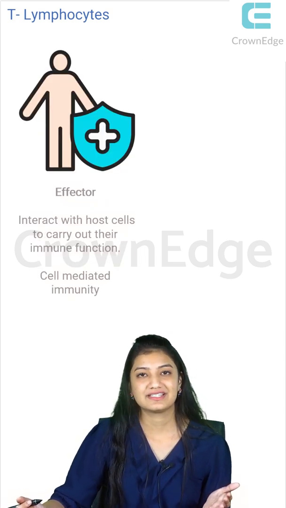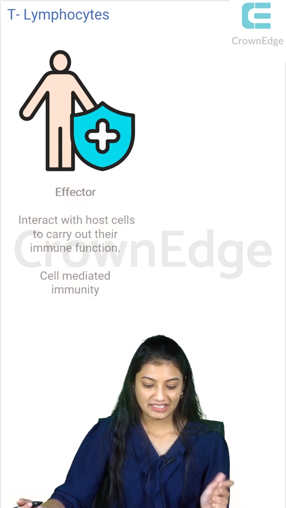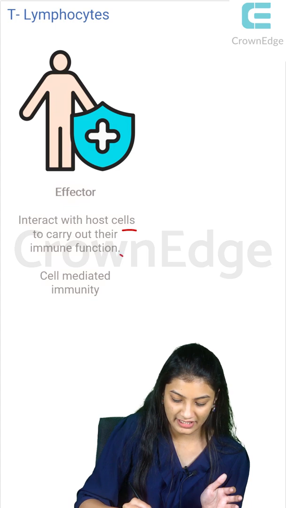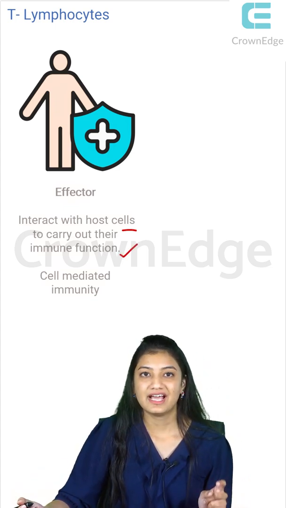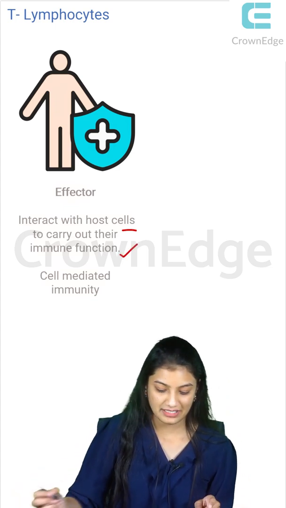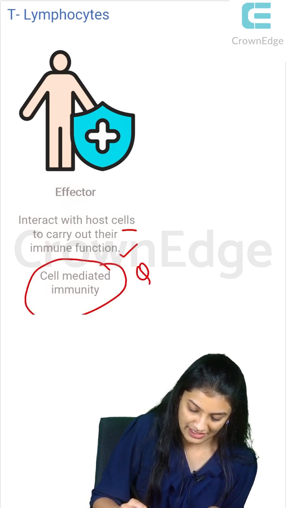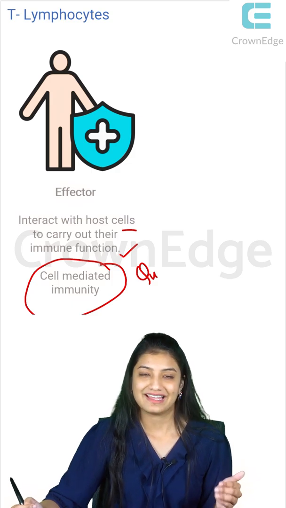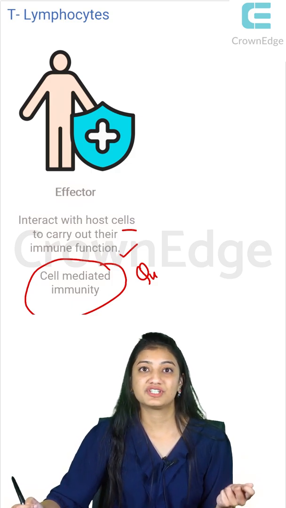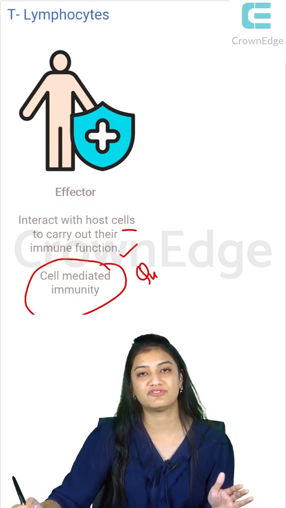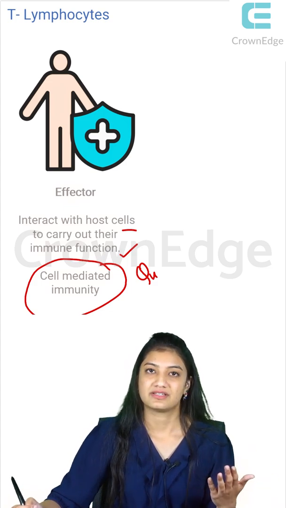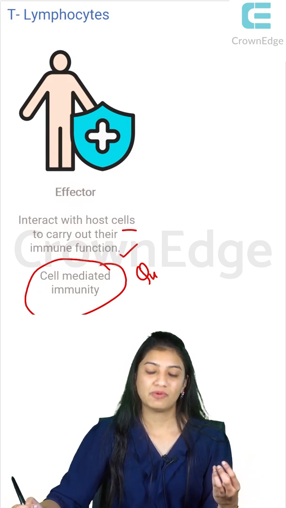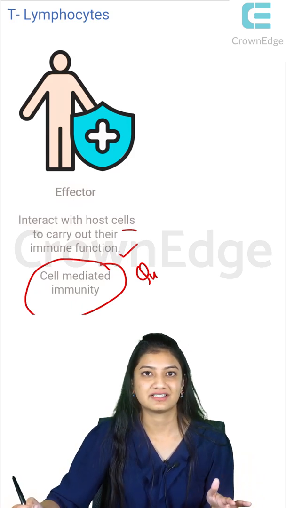The fourth one is the effector T cells. They are the ones which interact with the host cells to carry out their immune function. They are responsible for cell-mediated immunity. This is most important. You will have to remember it because there are chances that you might get a question: which of the following cells are responsible for cell-mediated immunity? It is T lymphocytes. If the option is lymphocytes, it's T lymphocytes. To be more specific, it is the effector T cells.